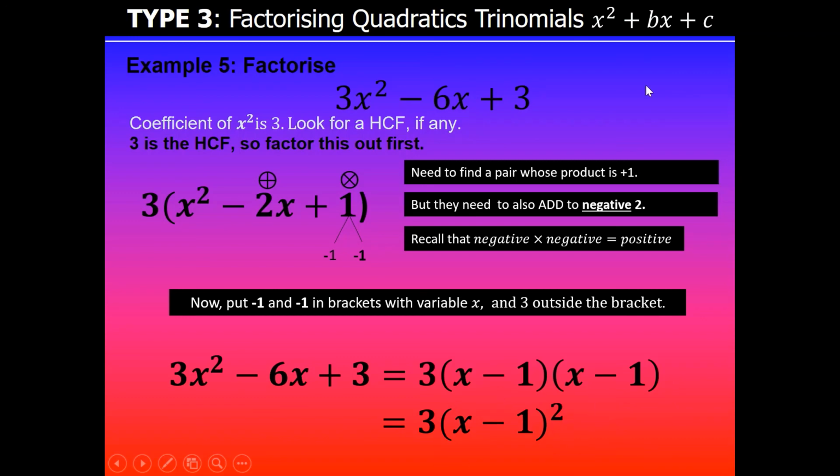I would suggest if you could pause the video and try and do these yourself and see if your answer matches with this one. Hope this helps.